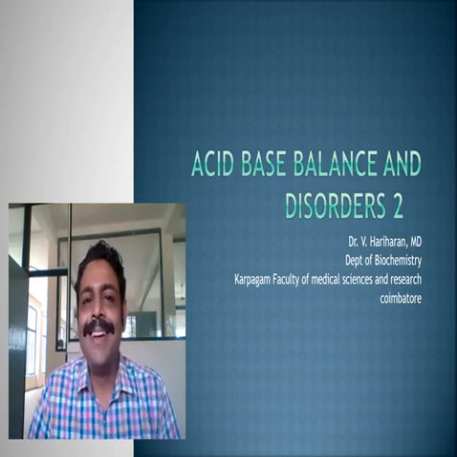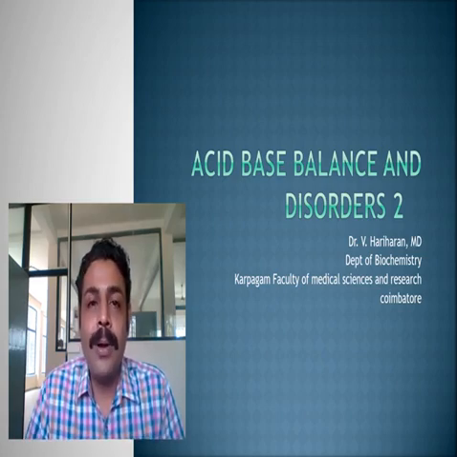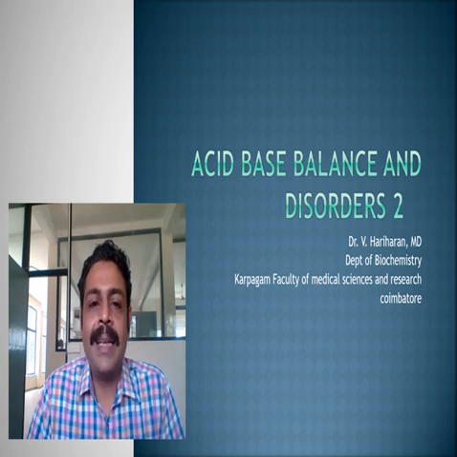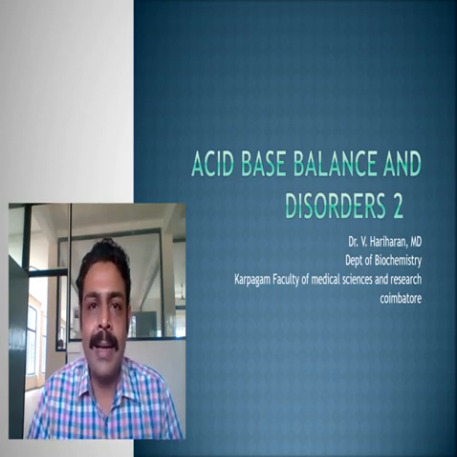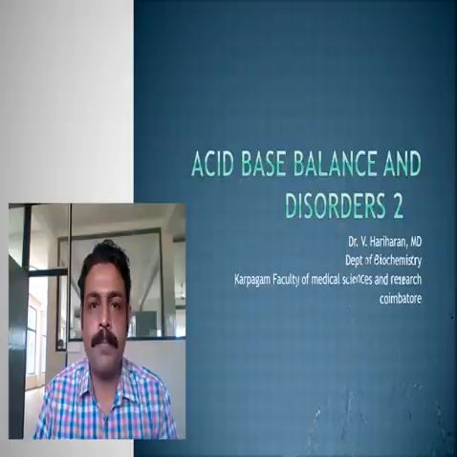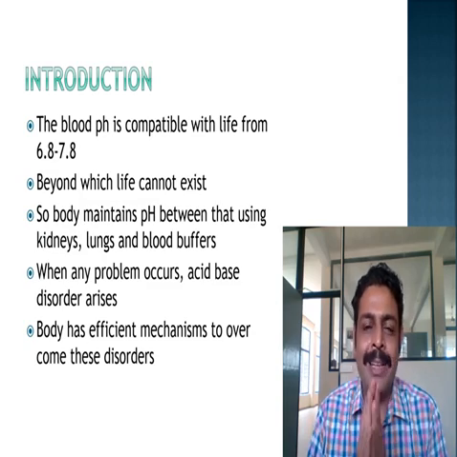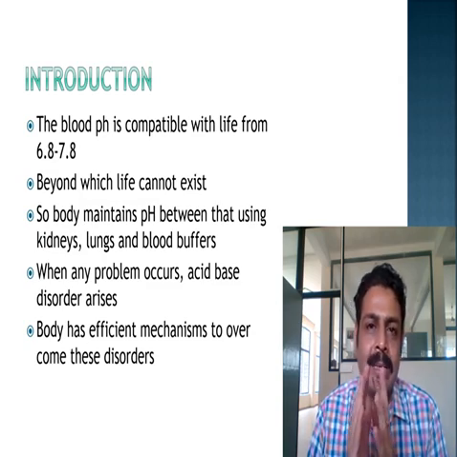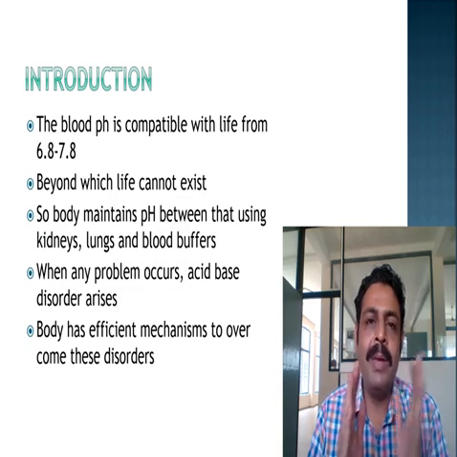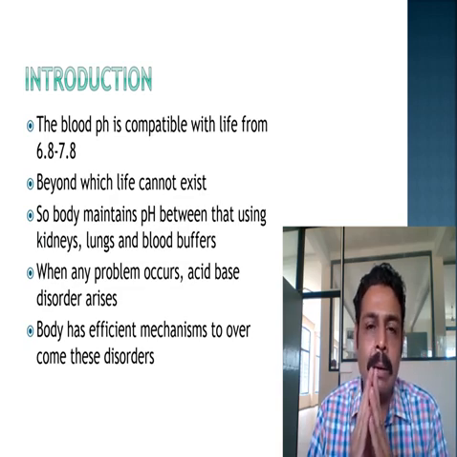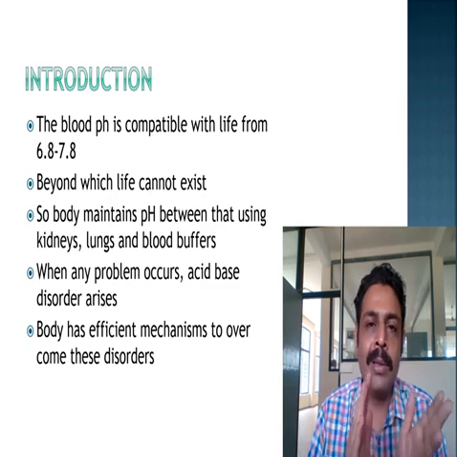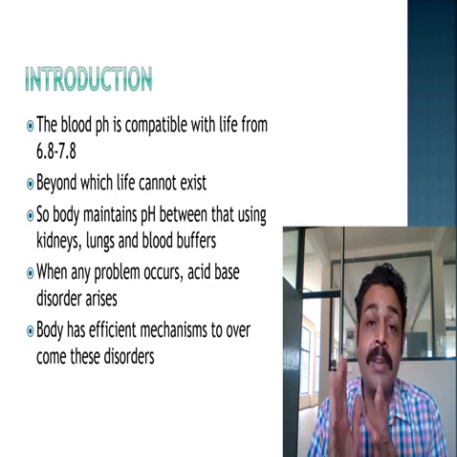Hi. Now we are going to talk about the second part of the acid-base balance and its disorders. So the normal pH is 7.38 to 7.42. So it's a very narrow range. So what is the maximal and minimal pH that can be seen? Around 6.8 to 7.8. Below that and above that, life is not compatible.